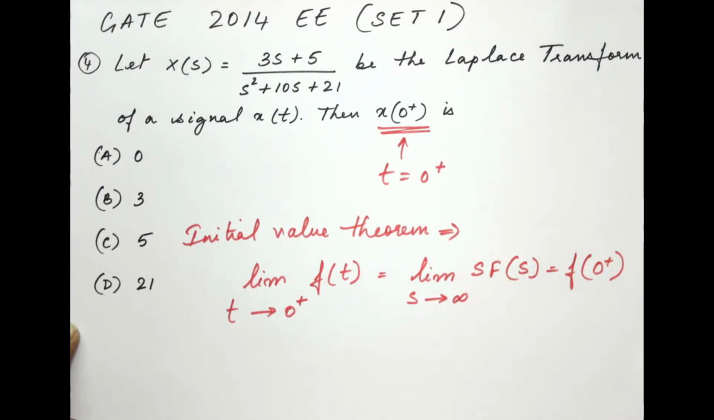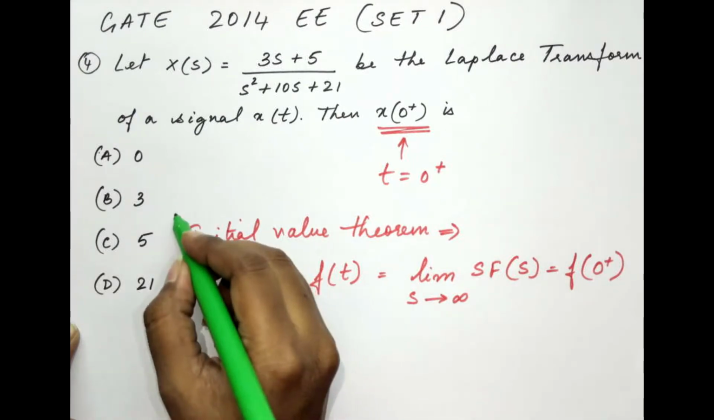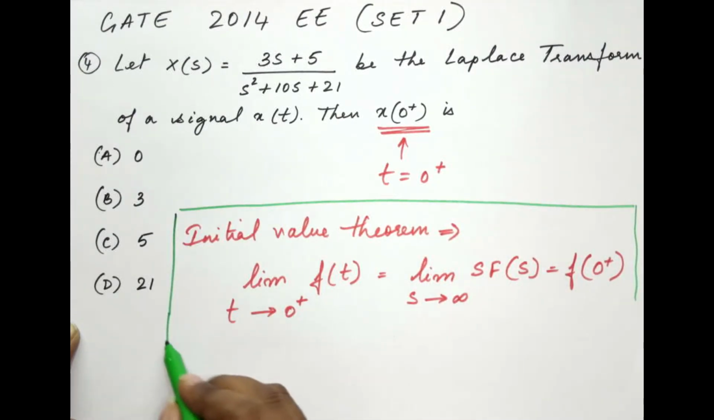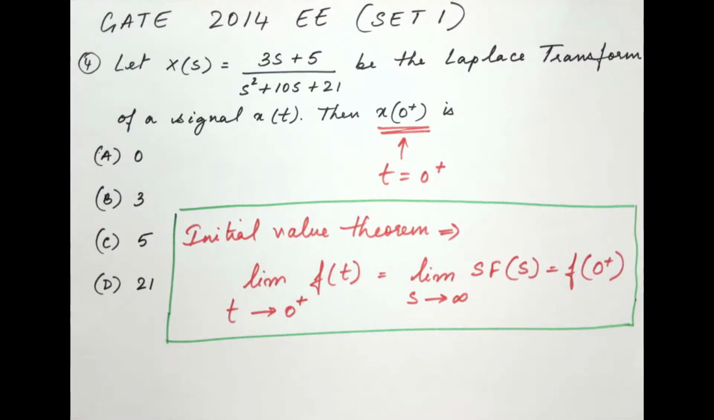Now this is a very useful statement. I suggest everyone note this down, please, because this has come quite a number of times in the previous GATE papers. So the initial value theorem is a very important and basic property of the Laplace transform. I cannot stress enough because we use this quite often in many such Laplace transform questions. So now here we will have to use this equation, where the limit as t tends to the initial value of 0+ of f(t) gives us the limit of s tends to infinity of s into F(s) equals f(0+). So this is what we are trying to find. We are trying to find out the function at 0+, or the initial value.